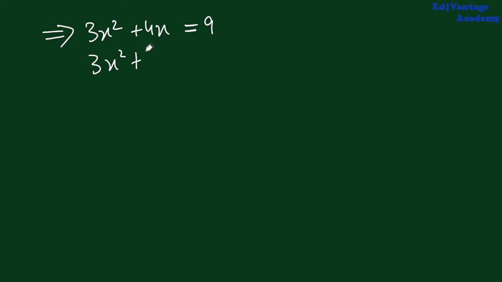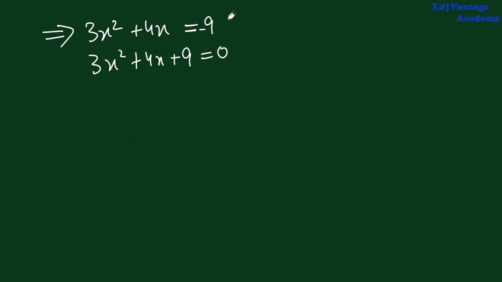Another example, if I have 3x square plus 4x is equal to 9. So is this a quadratic equation? It's a quadratic equation, yes, but it's not in standard form. We first need to make it standard form. Remember, right side we always keep 0. So 9 should go to left. It's plus 9, it will become minus 9 is equal to 0. Or if it is minus 9, it will go to left, it will become plus 9.